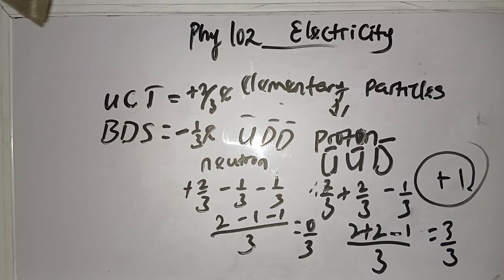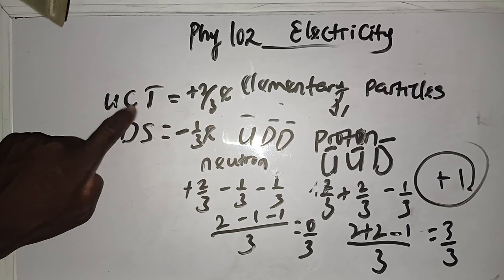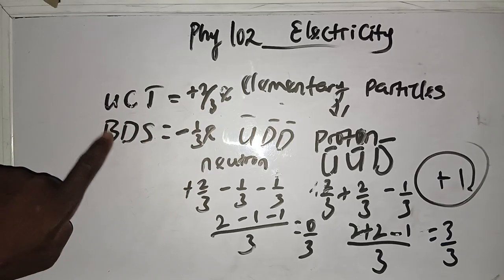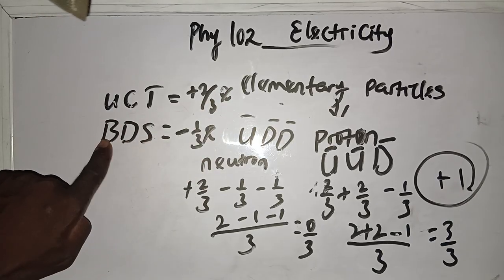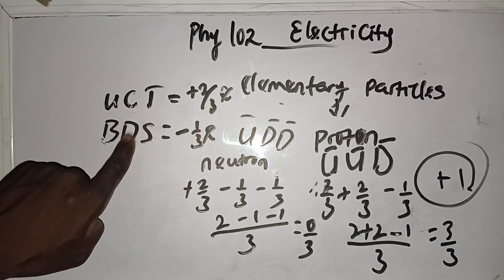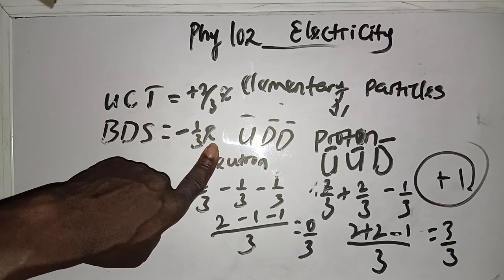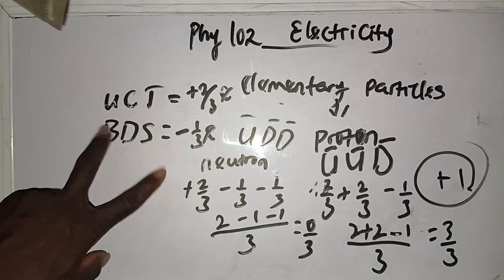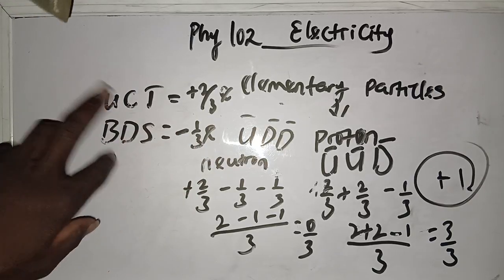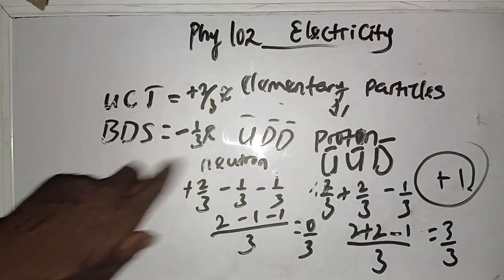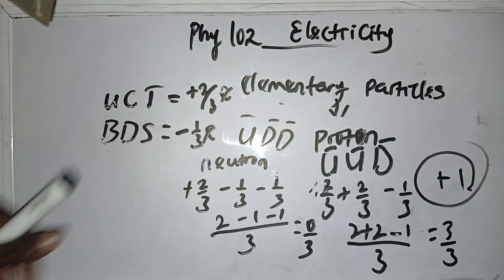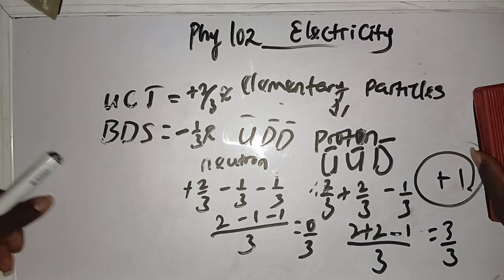So they can give you a particle containing maybe 3 up quarks, 4 strange quarks, 7 charm quarks, 18 top quarks. What is the total charge of the particle? So you know that all up, charm, and top are plus 2 over 3, and BDS are minus 1 over 3. Bottom is minus 1 over 3, down is minus 1 over 3, strange is minus 1 over 3. So just know that all BDS, like Bachelor of Data Surgery, you can just use that code. UCT 2 over 3, BDS minus 1 over 3.